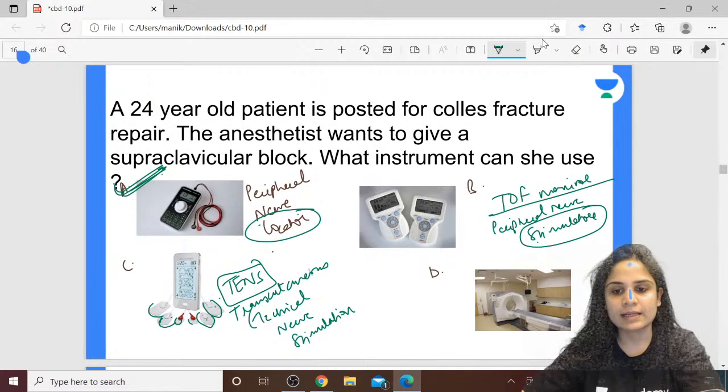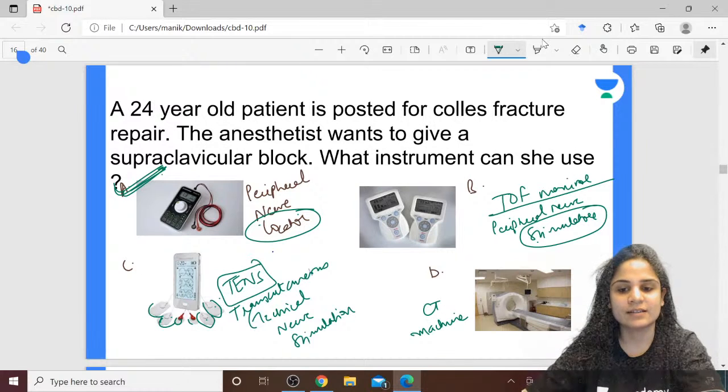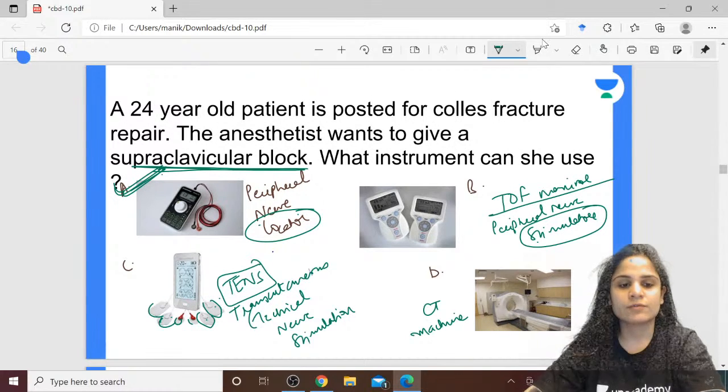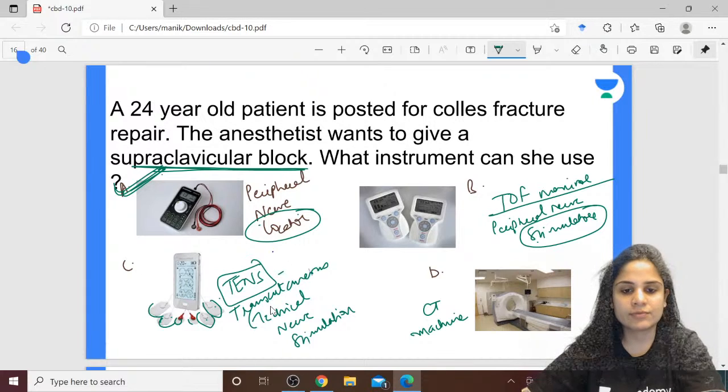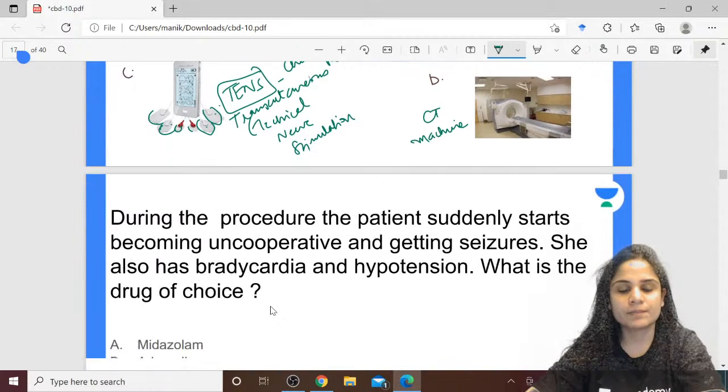Okay, and then D is nothing but a CT machine. I expected most of you will understand D, but none of you have identified it correctly. So for giving any kind of regional anesthesia block, you will be using a peripheral nerve locator. For checking whether the action of the neuromuscular blocking agent is gone or not, we will use a TOF monitor. TENS is for pain relief, so it's for chronic pain, and D is nothing but a CT machine.